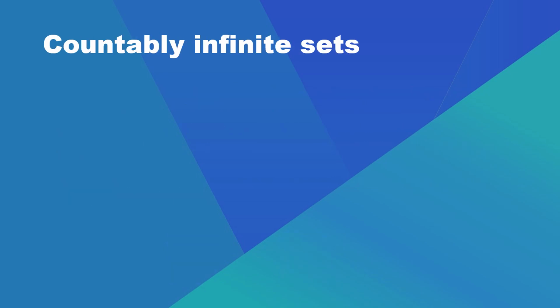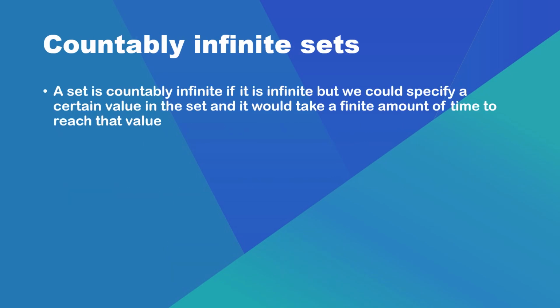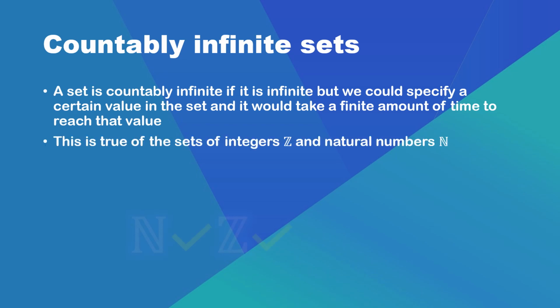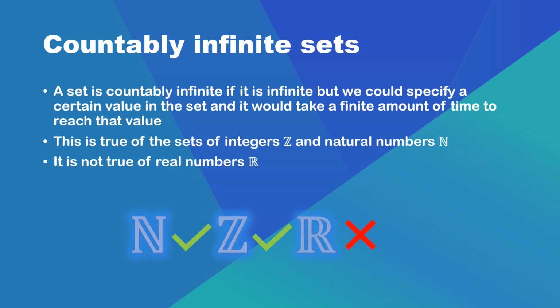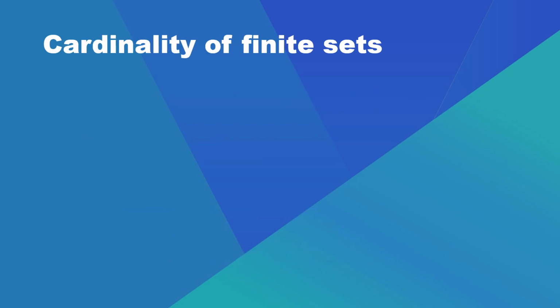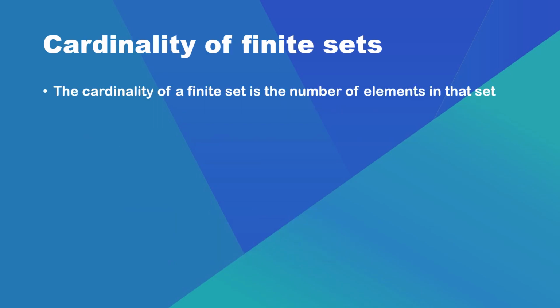A set is countably infinite if, even though it's infinite, we could specify a certain value in the set and it would take a finite amount of time to reach that value. For instance, if we said that we wanted to get to 134,657 in the set of natural numbers, we know that we could get there in a finite amount of time. This is true for the sets of integers and natural numbers, but it's not true for the set of real numbers. The cardinality of finite sets simply refers to the number of elements in a finite set.